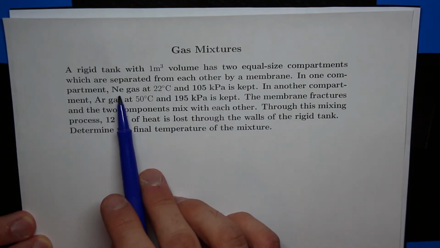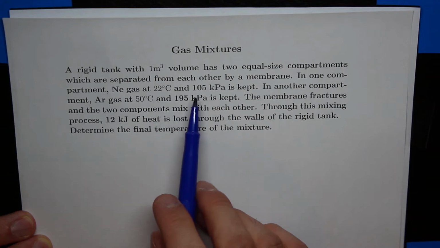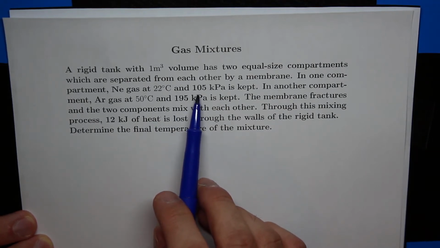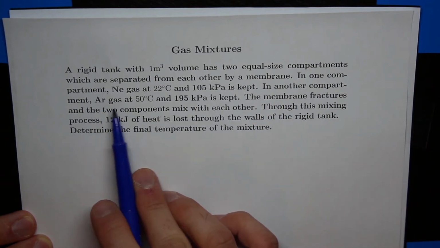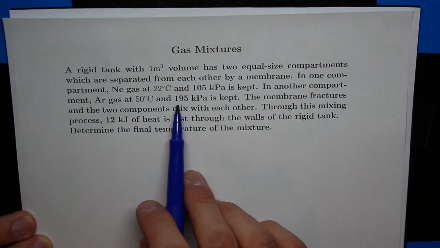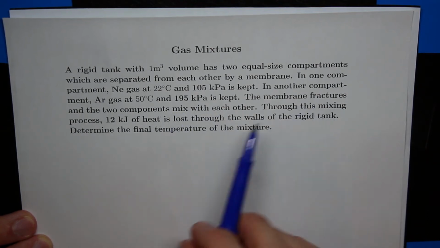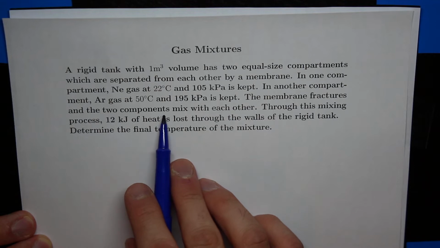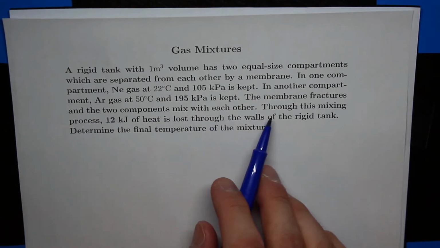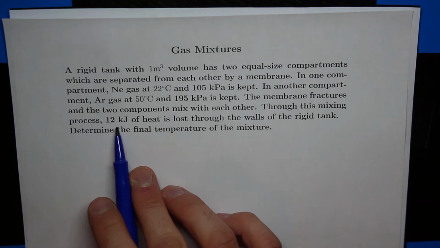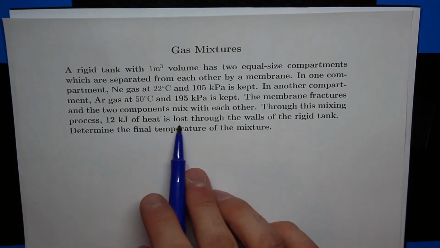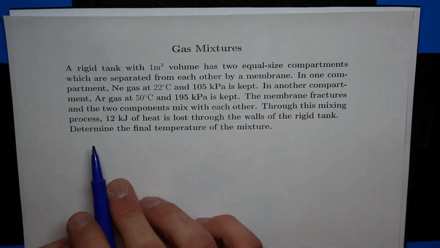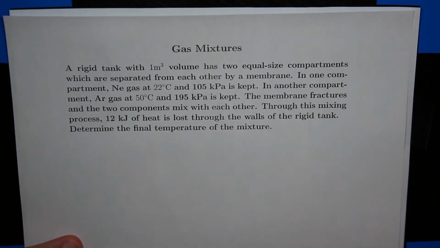In one compartment, we have neon gas at 22 degrees C and 105 kPa, which is the pressure. In another compartment, we have argon gas at 50 degrees C and 195 kPa. Now, the membrane fractures and the two components mix with each other. As the two components are mixing, there is a heat transfer from the tank to the surrounding, like 12 kilojoule of heat is lost from the tank. The question is asking for the final temperature of the mixture.